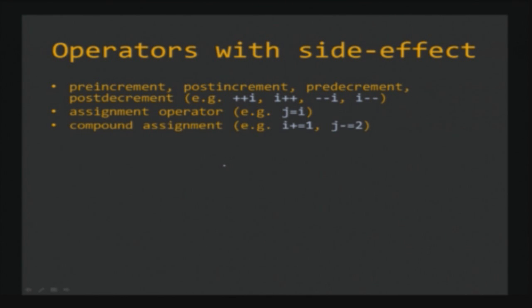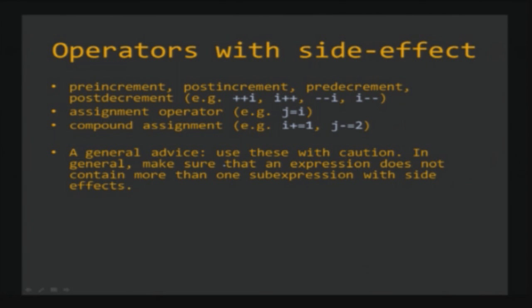We have also seen these compound assignments. You can say i += 1, which is the same as i = i + 1, and j -= 2, which is the same as j = j - 2. All these operators have side effects, and the general advice is to use operators with side effects with extreme caution. If you use them, make sure that a single full expression does not contain more than one sub expression with side effects. Even if you want to use these expressions, make sure that one full expression contains at most one side effect.